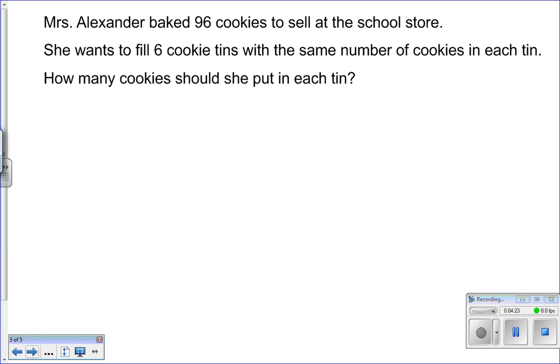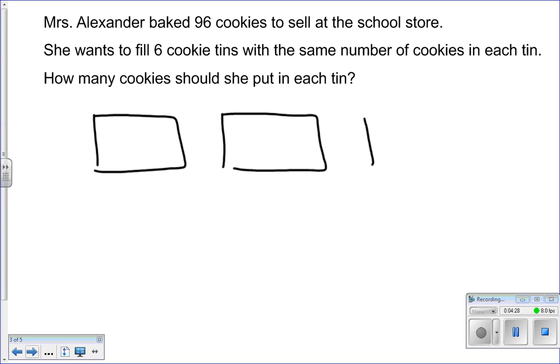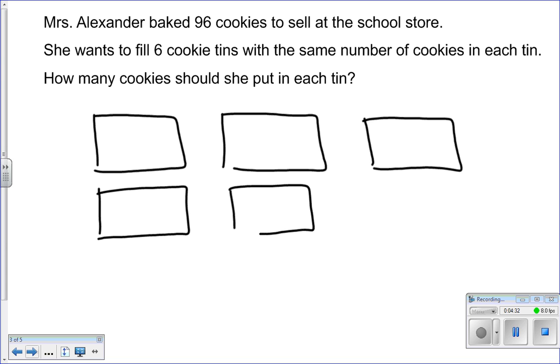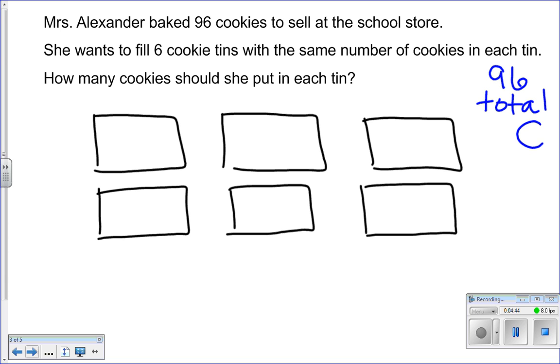So I'm going to redraw our tin. All right, so now we are going to come up with some multiplication combinations that we already know, working towards placing the 96 cookies evenly into these tins. So we need to figure out what factor we need to skip count by to get to our total. So our total is 96.